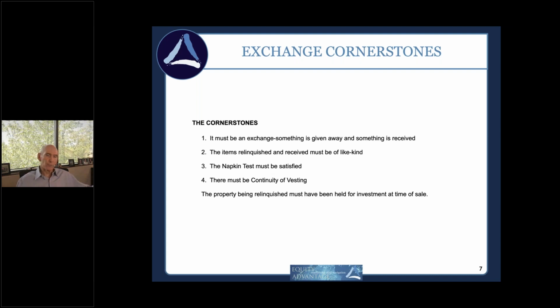But really, you're paying us a fee to turn your sale and purchase into an exchange. That's what the exchange company does. The relinquished and received properties have got to be like kind. We've got to satisfy what we call the napkin test, which means we're going to go across or up in value and equity. And finally, we've got to have continuity of vesting. And that just simply means the person or entity that gave us something has to be given something back.